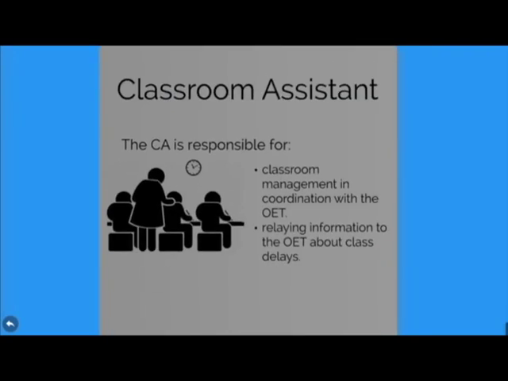Next, we have the classroom assistant, or CA. The CA is the professional in the room during the OEP classes. Because the LET is not there while the classes take place, the CA is primarily responsible for classroom management. The CA is not required to speak in English and will communicate to the OET during class in Spanish. The CA will also relay any necessary information to the OET if a class is delayed for any reason. This could be technical, scheduling issues, or other disruptions taking place at the school.